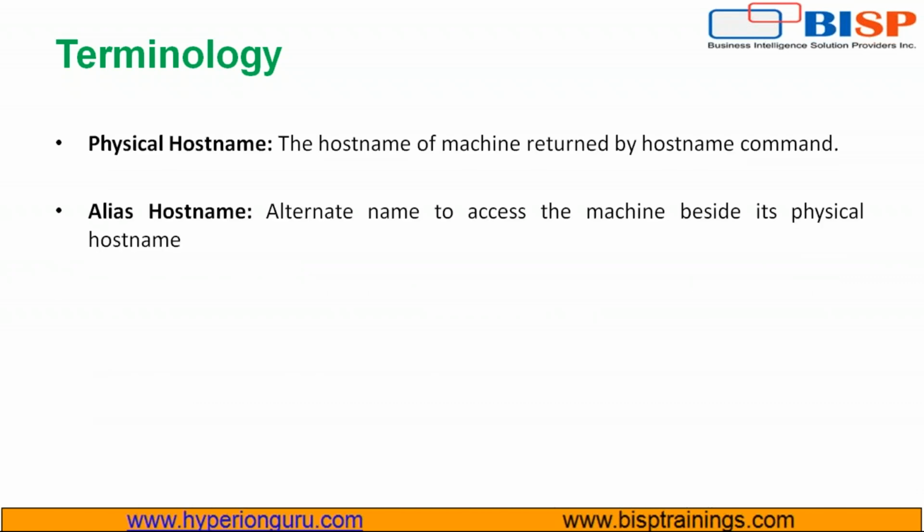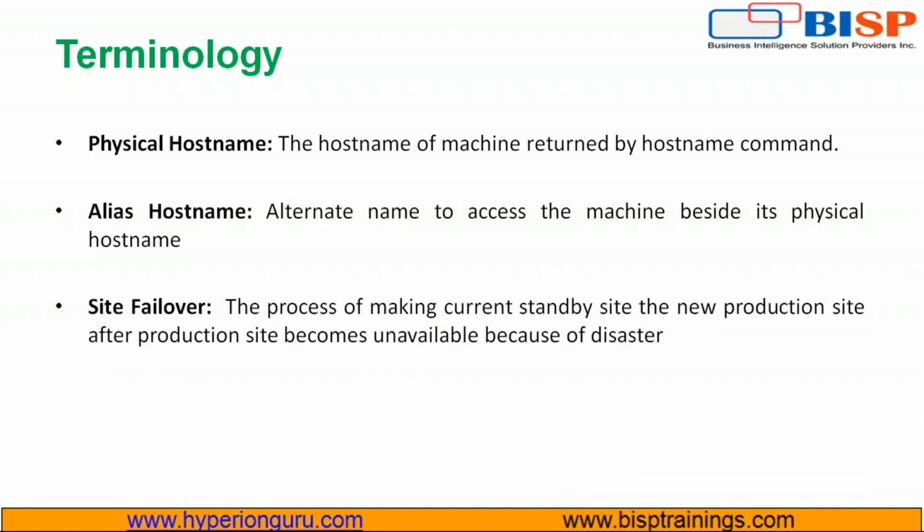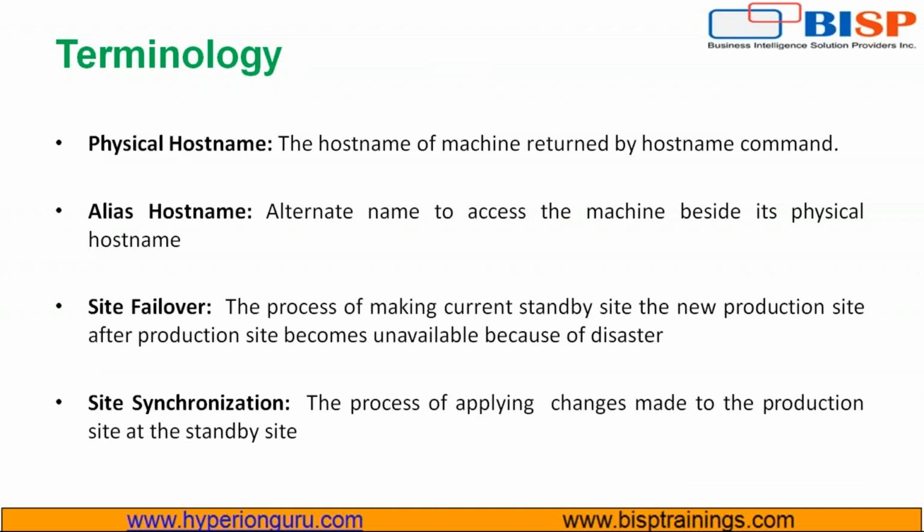Physical host name is nothing but a machine you run, and the host name for that is an alias host name, if you have assigned one. Like you would have seen in /etc/hosts, in that entry you can define an alias as well. Site failover is nothing but when your primary becomes secondary and secondary becomes primary. It is during your DR failover.